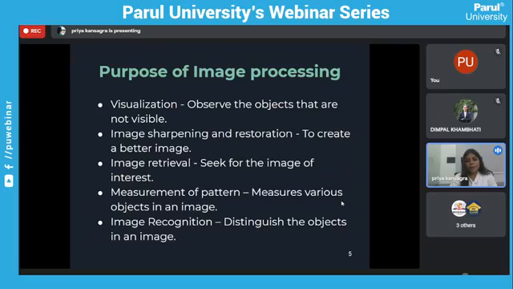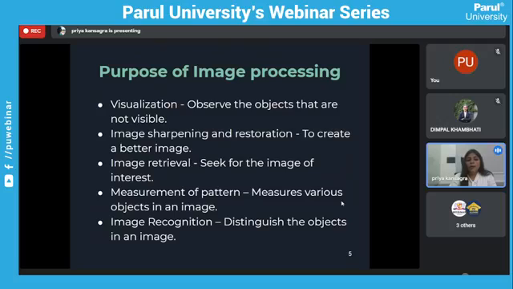Measurement of pattern: measure the various objects in an image. An image may look simple just by looking, but it has a lot of measurements, a lot of minor sharpening, minor pixels to measure. Due to all these things we get an image.